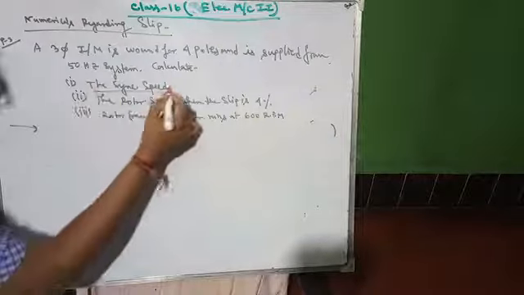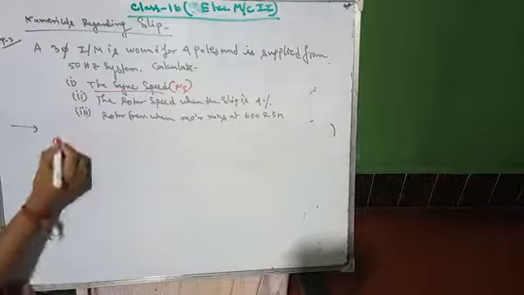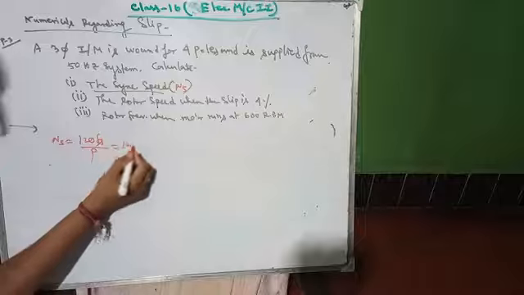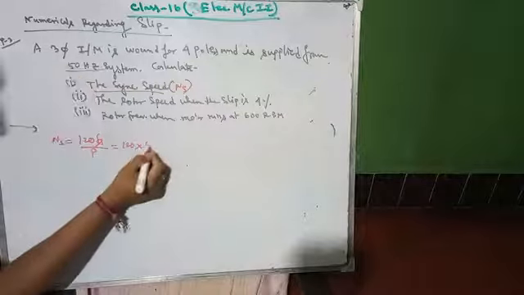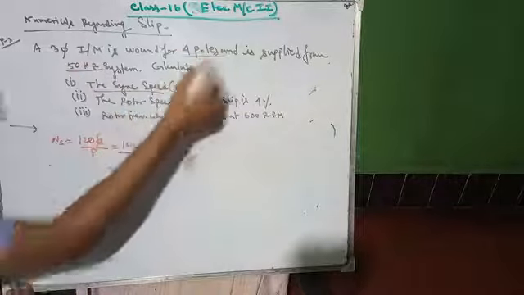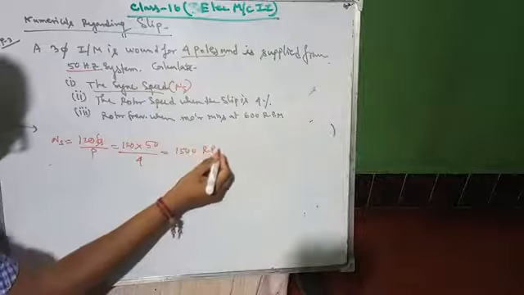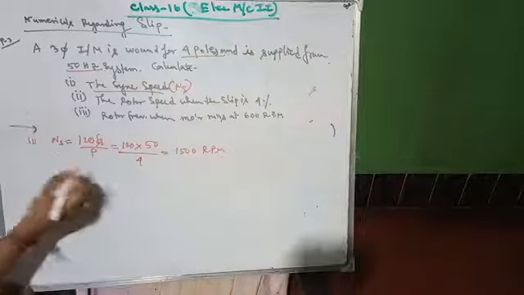Synchronous speed means nothing but Ns. So Ns equals 120 Fs by P, a very popular formula. Fs equals 50 Hz and poles equals 4. So that will be equal to 1500 rpm, right? 1500 rpm. Their first answer will be coming.